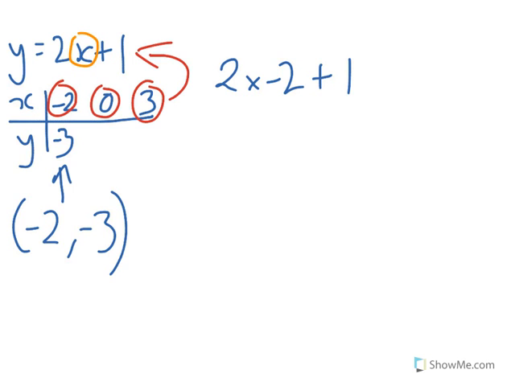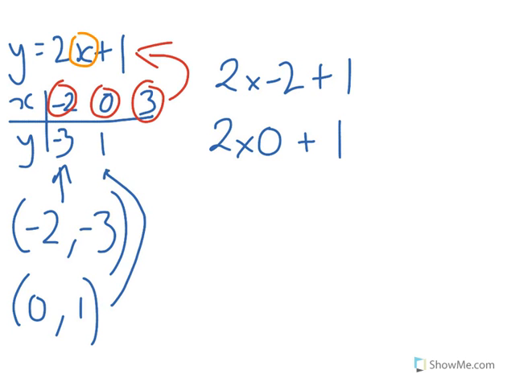Okay, now we're going to substitute the next value of x, that's the 0. So what we're doing there is we're basically doing 2 times 0, that's the 2x bit, and then add 1. 2 times 0 is 0, add 1 is 1. There's your next coordinate. The coordinate would be 0, 1. That's come from here. And then your last value of x is 3.